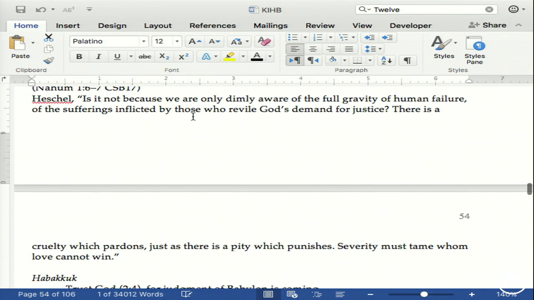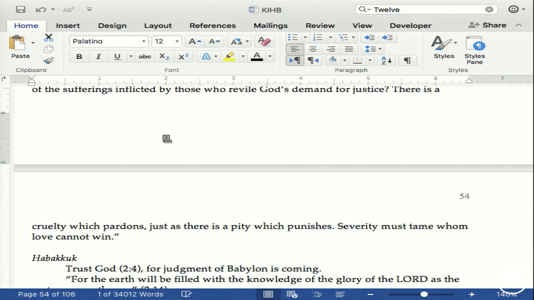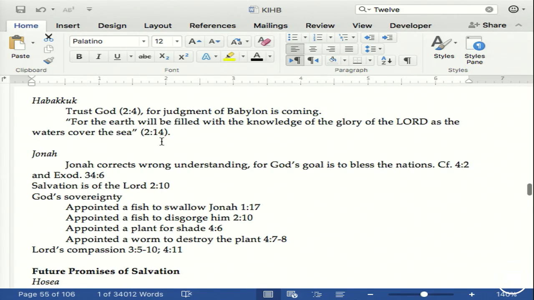I like what Abraham Heschel says. "Is it not because we are only dimly aware of the full gravity of human failure, of the sufferings inflicted by those who revile God's demand for judgment? There is a cruelty which pardons." I love that sentence. That's the false god, the idol of most people in our culture today. The true God would always pardon; there'd be no judgment. "Just as there is a pity which punishes, severity must tame whom love cannot win." I think that's very exactly right.